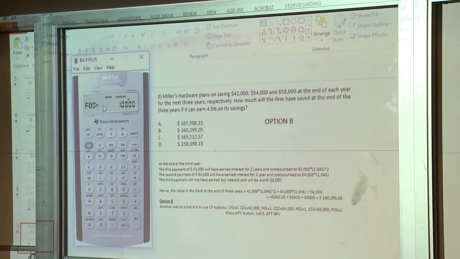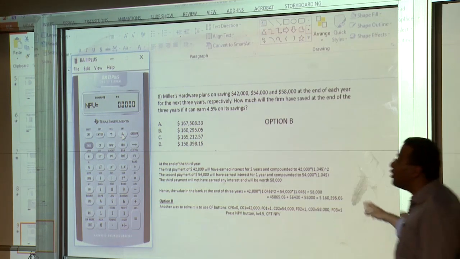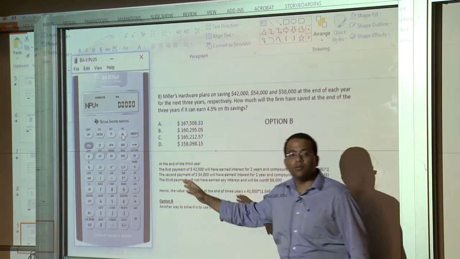Now we just have to click on the NPV button here. You click on that. It's going to ask you for an I. The I in this question is 4.5%. So here you just click 4.5, not 4.5%. Just 4.5, and enter, and then down arrow. And now you can calculate either the NPV, which is the present value of all of these payments at time 0, but we don't want that.